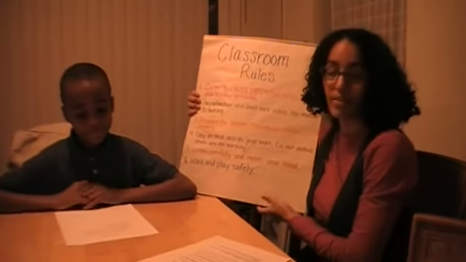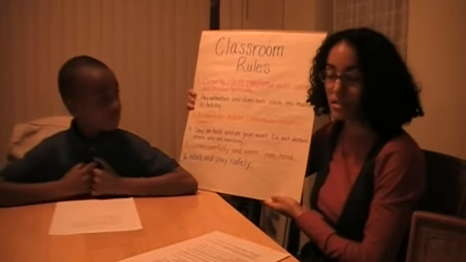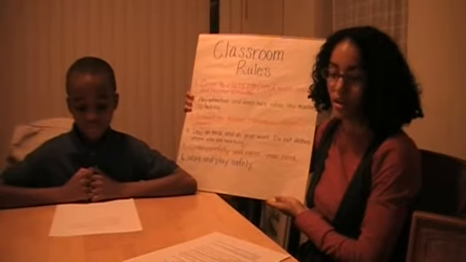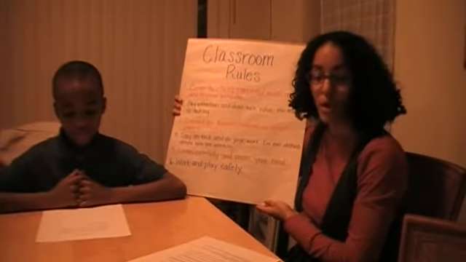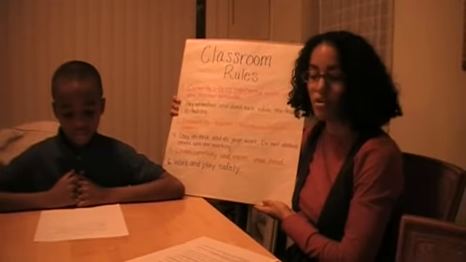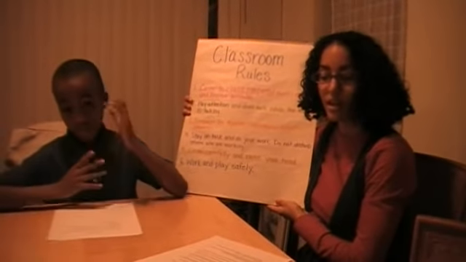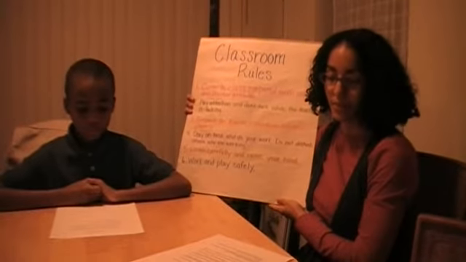The rules list that I've had, for example, are: 1. Come to class prepared with materials and a positive attitude. 2. Pay attention and don't talk while the teacher is talking. 3. Respect the teacher, classmates, and school property. 4. Stay on task and do your work. Do not disturb others who are working. And 5. Listen carefully and raise your hand. And lastly, work and play safely.